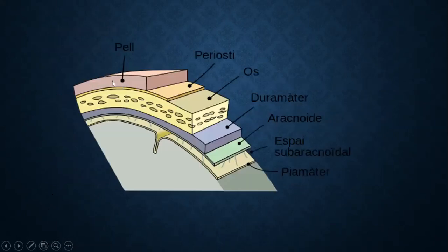Sorry if this is quite foreign to you. This is actually in Italian. When you say pel, that's skin. Perioste, this is the periosteum. Os, that's bone. Dura mater, and then we have the arachnoid mater, and then we have the subarachnoid space, and then we have the pia mater.